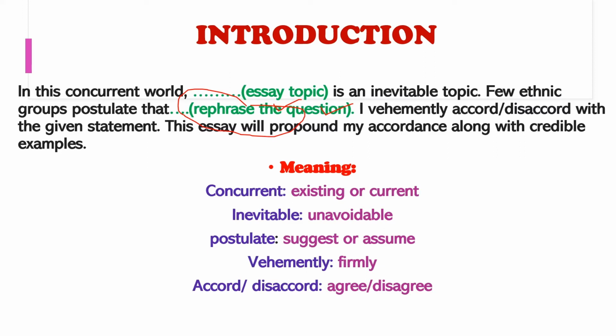This essay will propound. Propound means put forward, explain, give example. This essay will propound my accordance, my agreement. Accordance means agreement. This essay will propound my agreement, along with credible examples. Credible examples means suitable examples, apt examples. So this is your introduction, your general statement, your thesis statement, and your opinion statement, which clearly says whether you agree or disagree.